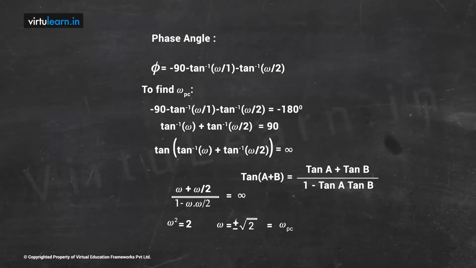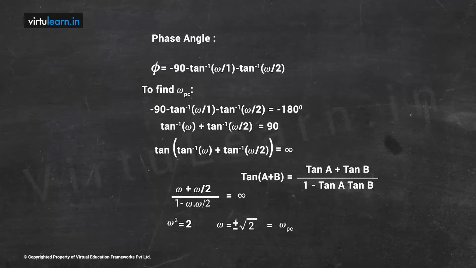So we know what A and B are, you can easily substitute here. When you substitute, omega plus omega by 2 all divided by 1 minus omega square by 2 is equal to infinity. Then you reverse it, and you will get it equal to 0. That means 1 minus omega square by 2 is 0. Then we get 2 minus omega square is 0. So omega we can find out easily, that is root 2. So this omega is the omega PC. Omega PC means phase crossover frequency.